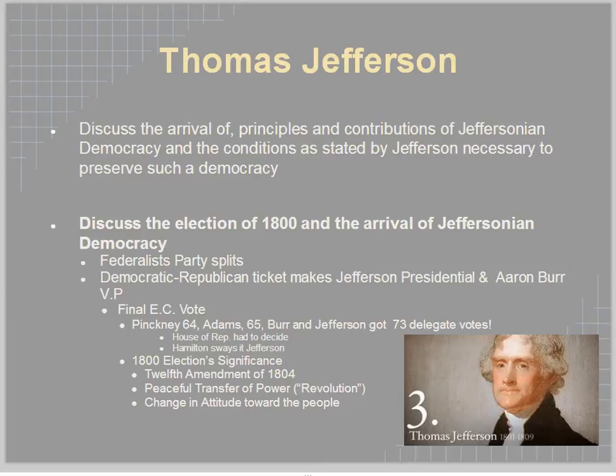Because of the unexpected deadlock between Jefferson and Burr, the House of Representatives would have to decide the election. According to the Constitution, voting was to be done by states, one vote each, not by the individuals. Thus, 9 of the 16 states were needed to win.